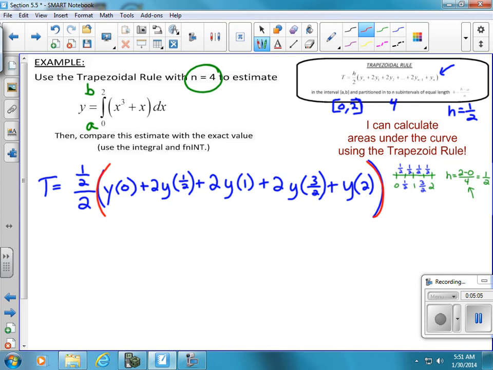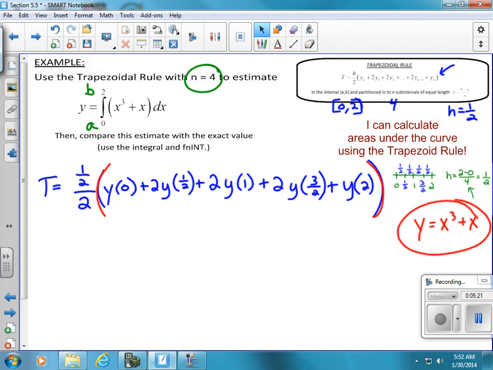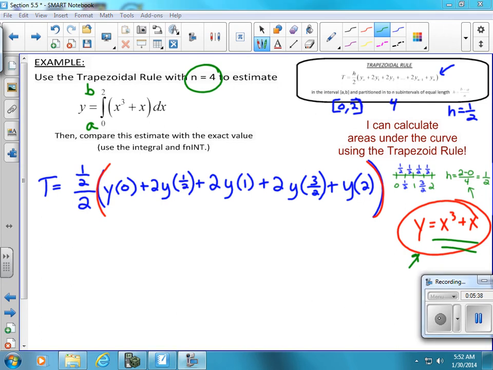All right, now we just need to plug in values, what the y value is. Now, when we say y, we're looking at x cubed plus x in this case. When we are plugging in values, we're going to plug 0, 1/2, 1, 3/2, and 2 into this formula and see what we get. All right, so 1/2 over 2 is equal to 1/4. So we'll write 1/4.